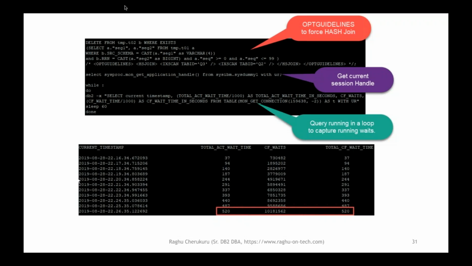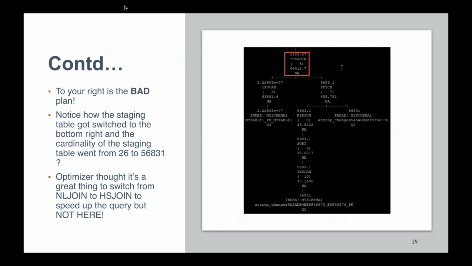So where I was running it, you could see how the total activity wait time is accumulating, and almost all the wait time is on the CF. That's because with the hash join, the inner table is hashed, and the outer side will be the table that you're trying to delete the rows from. You scan one row at a time and compare the hash value with the inner hash table. And if it matches, it will try to delete it.